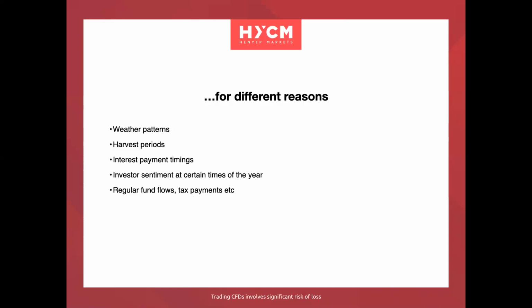And just before the harvest, when the commodity is at its lowest ebb, that tends to be when the prices are higher, because there may be demand, but there isn't as much supply, and demand is outstripping supply. Also, interest payment timings. This can be very interesting. If you have certain payments that take place consistently across different periods of the month. Investor sentiment at certain times of the year.